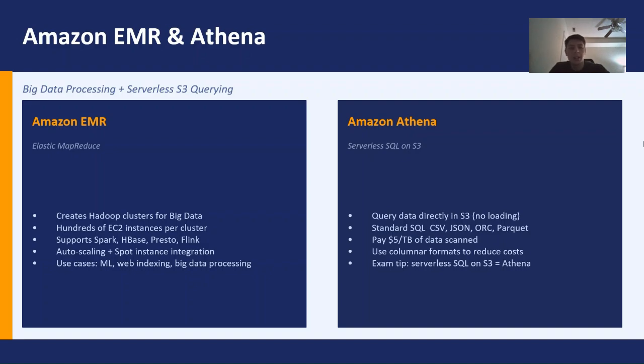On the other hand, Amazon Athena is completely different. It's a serverless service for querying data directly in S3 using SQL. There is no cluster to manage, no data to load into another database. The data stays in S3 and Athena queries in place. It supports different formats. Pricing is straightforward, $5 per terabyte of data scanned. If you use columnar formats like Parquet, you scan less data and you pay less.